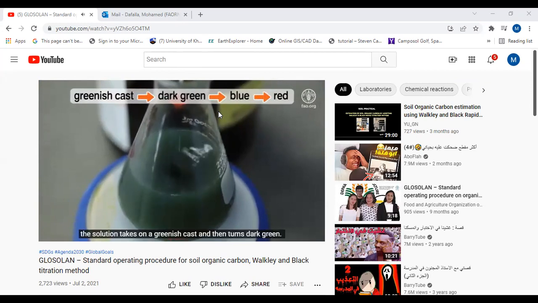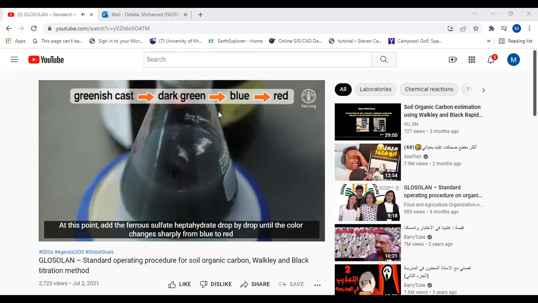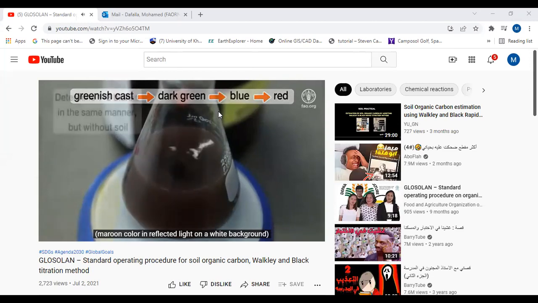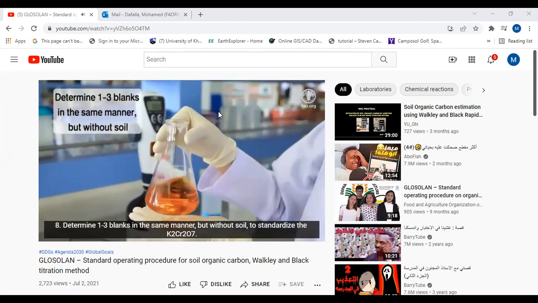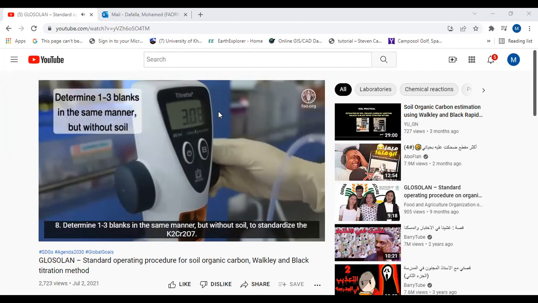The solution takes on a greenish cast and then changes to a dark green. At this point, add the ferrous sulfate heptahydrate drop by drop until the color changes sharply from blue to red-maroon color in reflected light against a white background. Determine 1 to 3 blanks in the same manner, but without soil, to standardize the potassium dichromate.